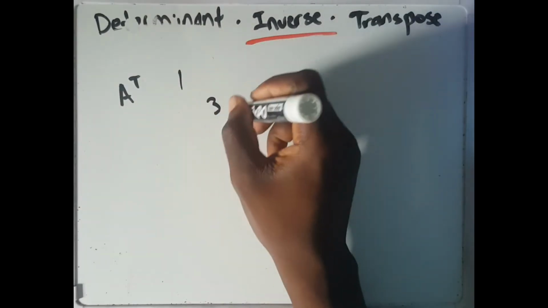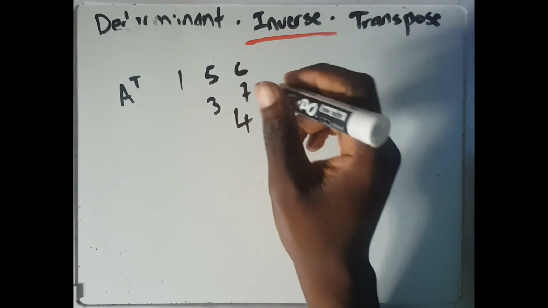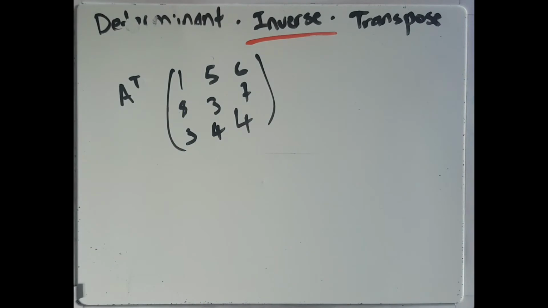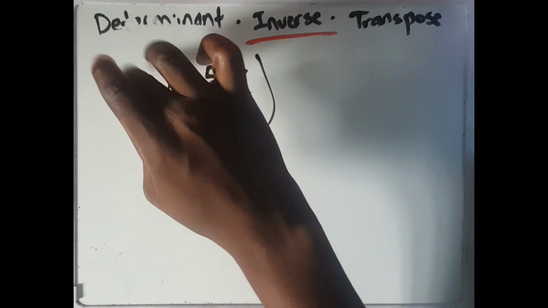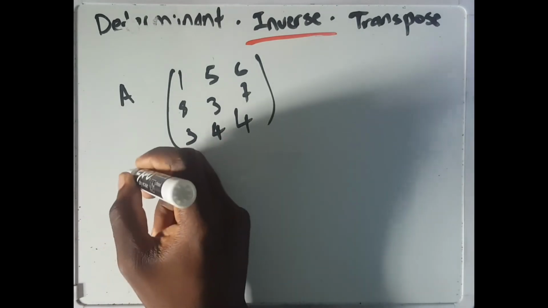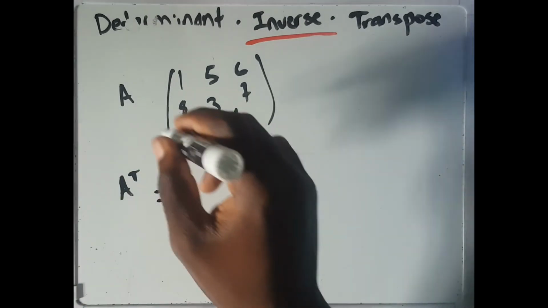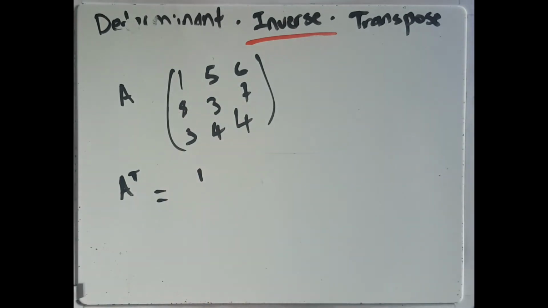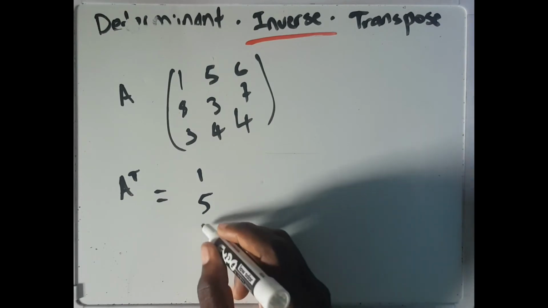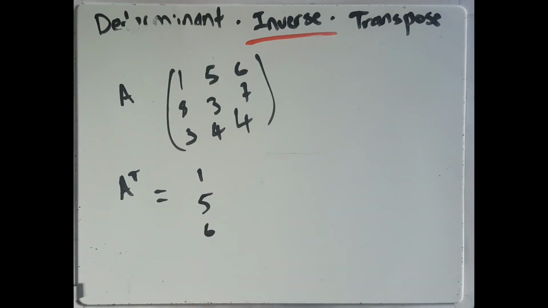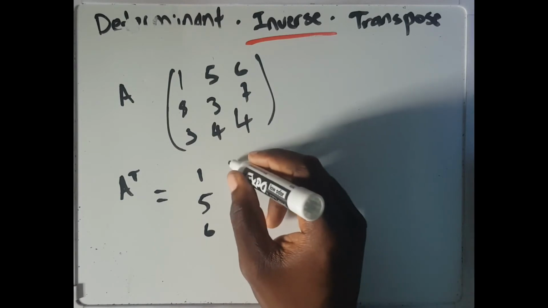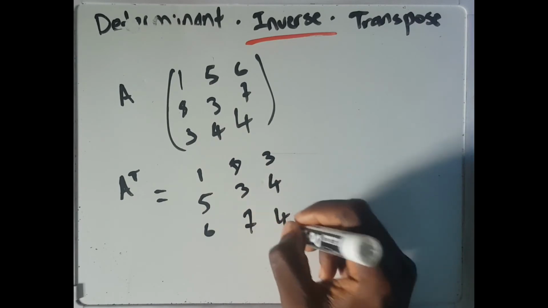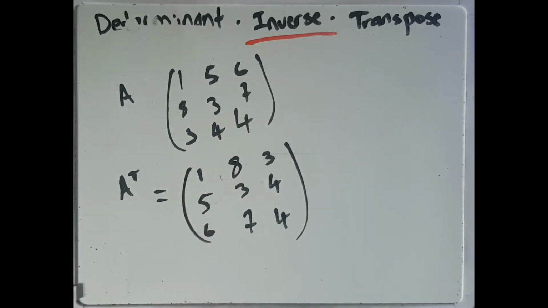So 1, 3, 4, 5, 6, 7, 8, 3, 4. This is my 3 by 3 matrix, and this is my A. So A transpose would be equal to me changing my rows to columns. My first row will become my first column, so I will have 1, 5, and 6. My second row will become my second column, so I'd have 8, 3, 7. For my last one, I have 3, 4, 4. So this would be the transpose of that matrix.